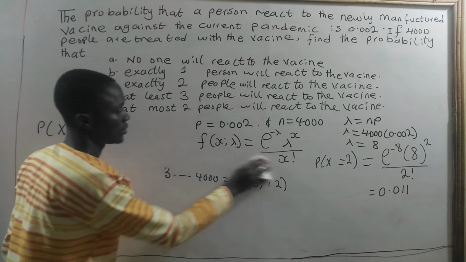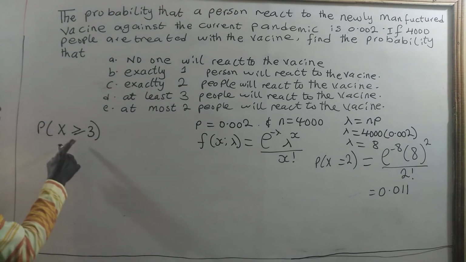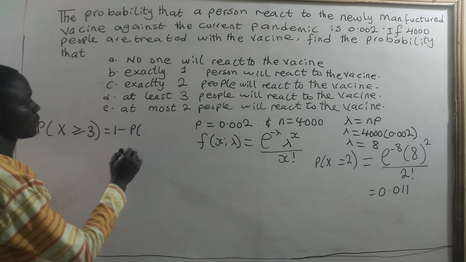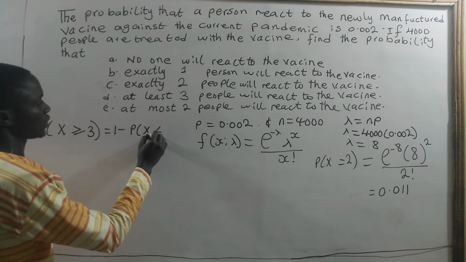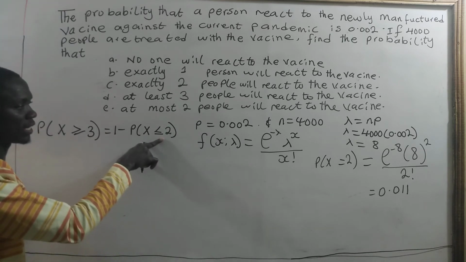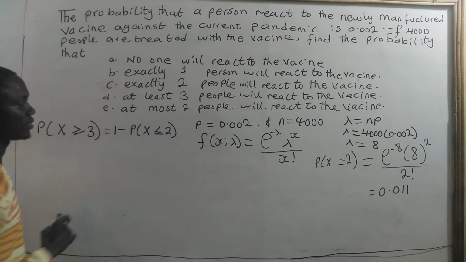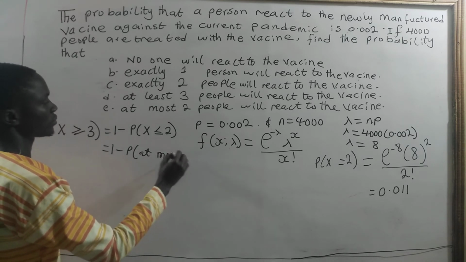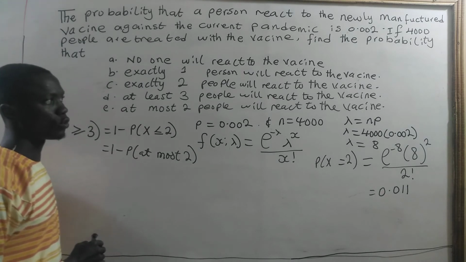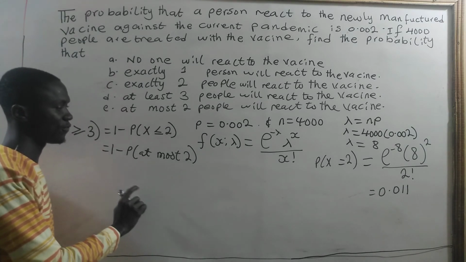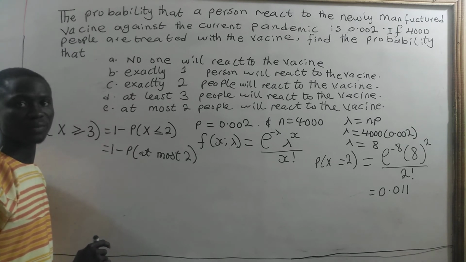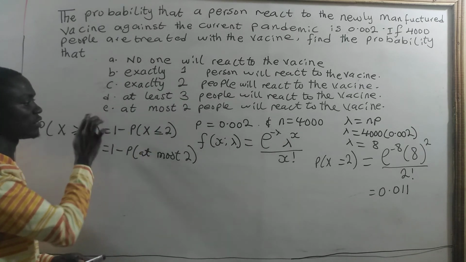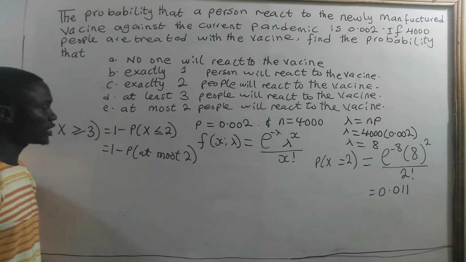So let's do that. So this means that at least 3 is equal to 1 minus probability of x less than or equal to 2. And this one is the same as at most, that is the E. This one is the same as 1 minus probability of at most 2. People will react to the vaccine. So at most 2 means from 0 up to 2, and it is x less than or equal to 2. So in answering question D, it means we are also answering the E. Very, very simple as that.